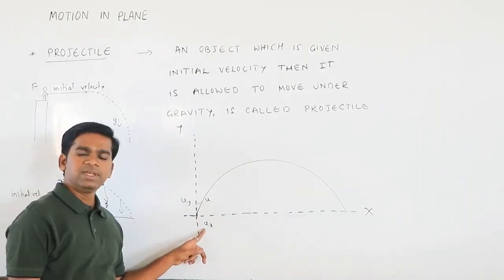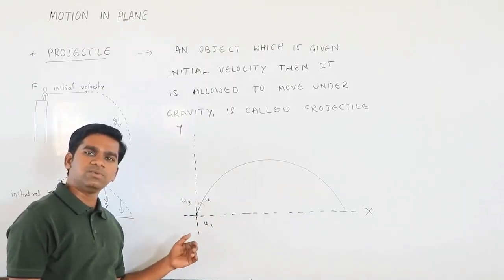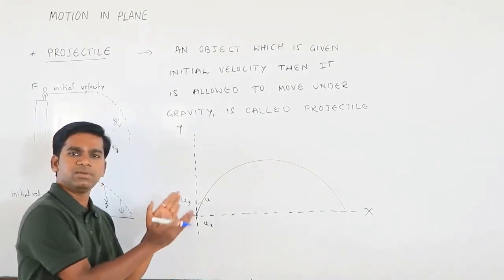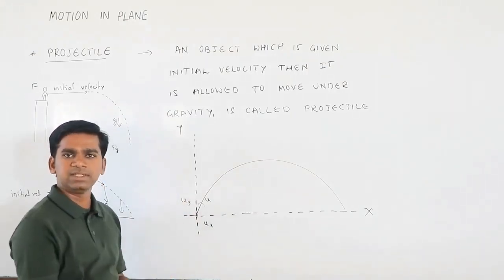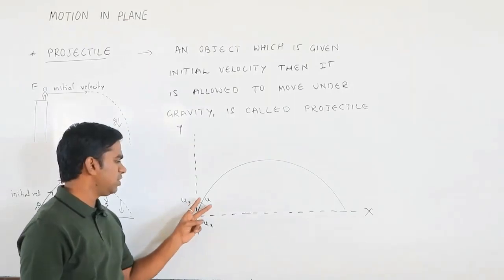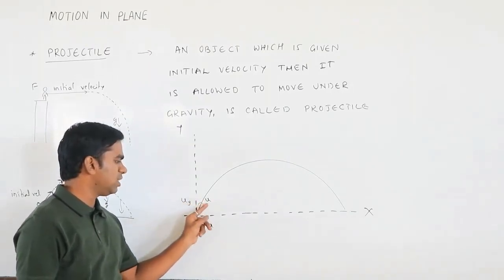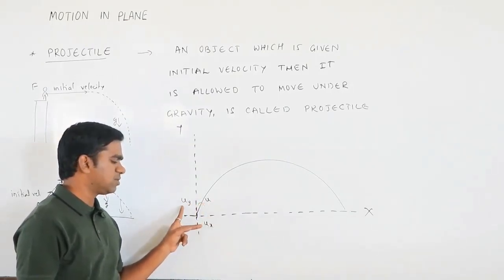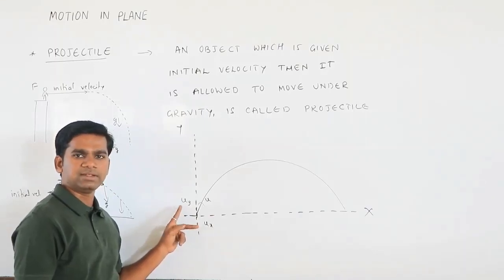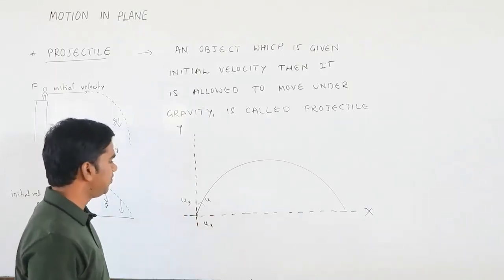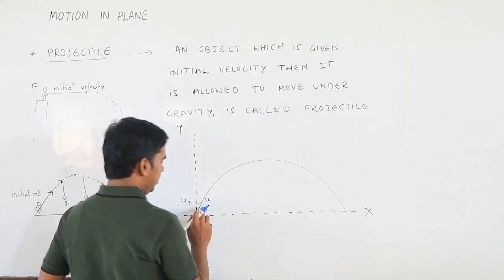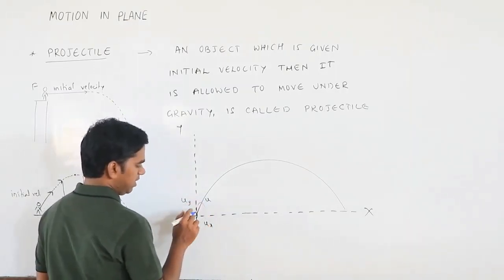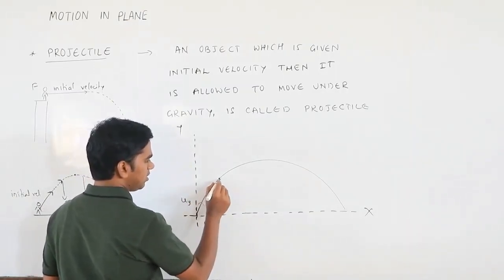Then you can say a projectile is an object which moves under the resultant of two perpendicular forces. You can say it like that also. So it is moving along the resultant of two forces acting along perpendicular directions. That also you can give. So what will happen when you give some velocity? It will come over here.